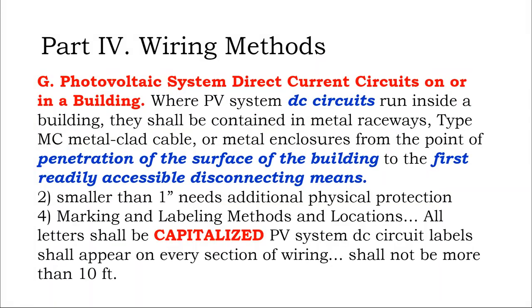So here we have the requirement for metal inside the building. So still pretty early in the solar section. DC circuits, when they run inside the building, they have to be contained in metal from the point of penetration of the surface of the building to the first readily accessible disconnecting means.